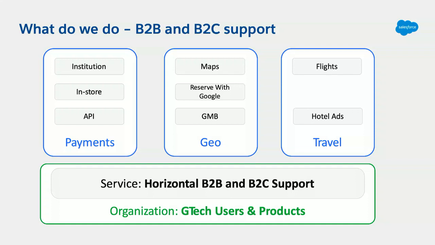So just some examples, Google has a lot of so-called product areas. One example is payments. You can see we have a lot of external partners to work with us, like financial institutions, in-store payments, also API integrations. For Geo, we have Maps, we have Reserve with Google and Google My Business. And for travel, we have flights. Actually, a lot of major US airlines are a customer or partner with Google to leverage Google's technology. And we also have hotel ads.